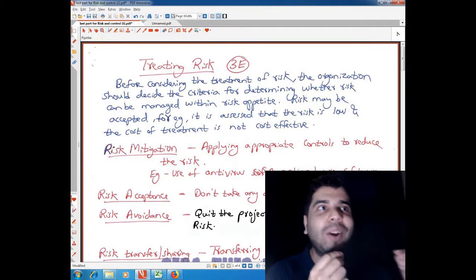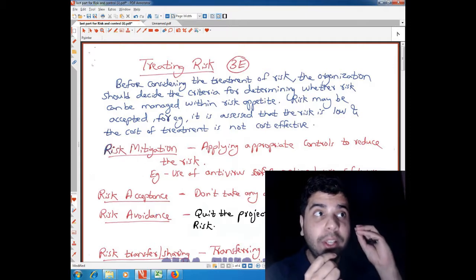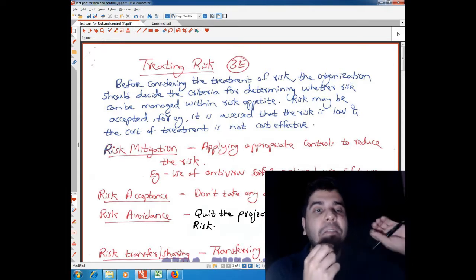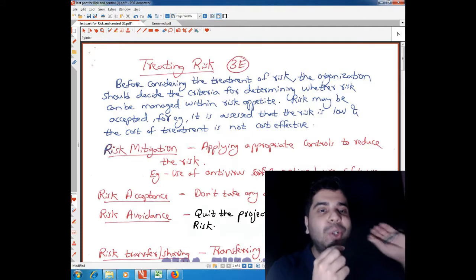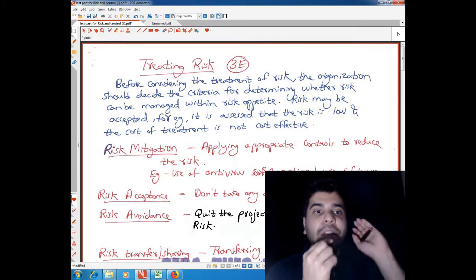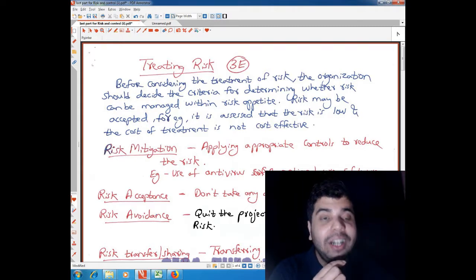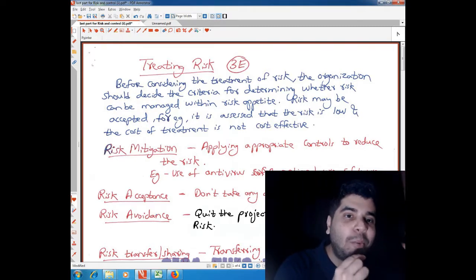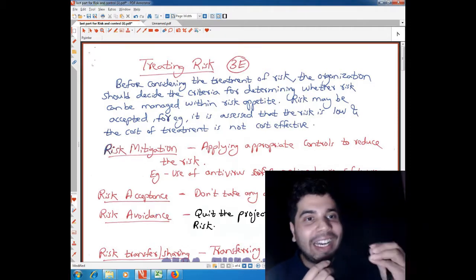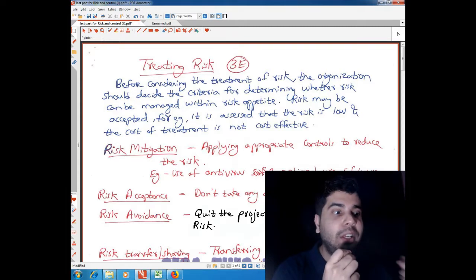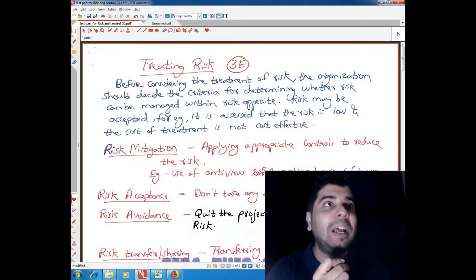Hello guys, let's look at the next concept, that is treating the risk, part 3E. Now understand that whenever we say treating the risk, the most commonly used technique to treat the risk is to destroy the risk, that is to mitigate the risk, right? There are various techniques or methods through which we will treat the risk, but the most commonly used technique is to mitigate the risk.